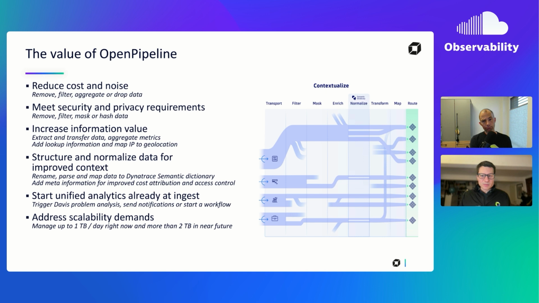Then structuring and normalizing data for improved context. That's similar to the increased information value, so very related. It's about cleaning up the data, getting it into a better shape overall. Then you can start your unified analytics already from OpenPipeline. You trigger Davis events, so Davis problem analysis. You can send notifications. You can start a workflow. All of that directly at the ingest in real time.